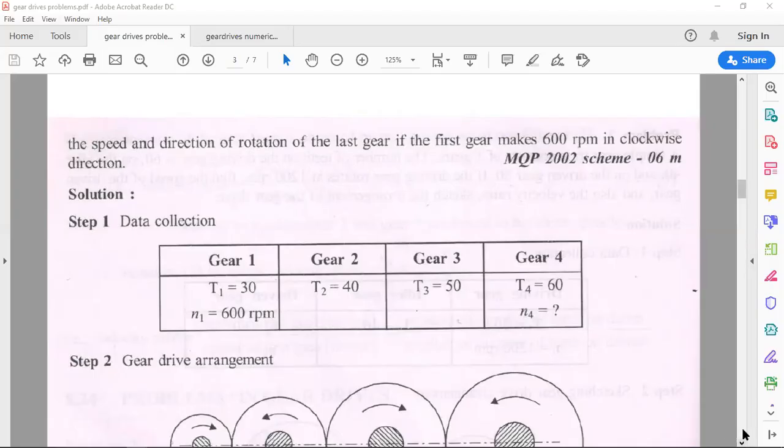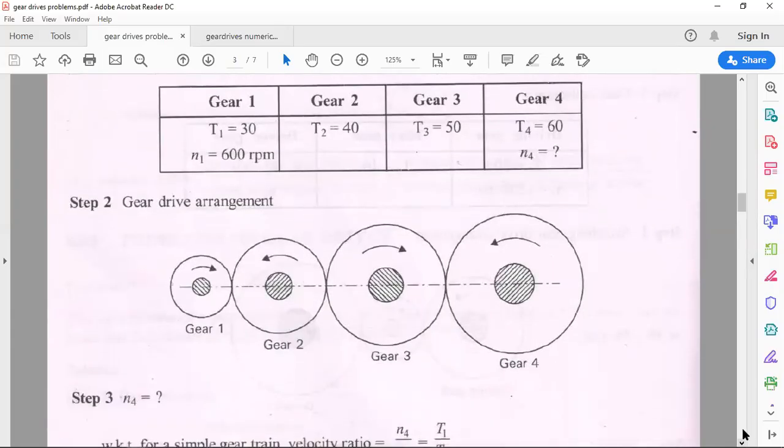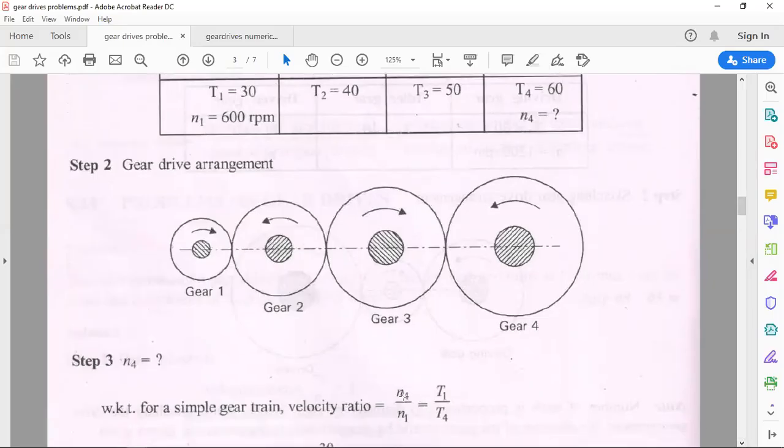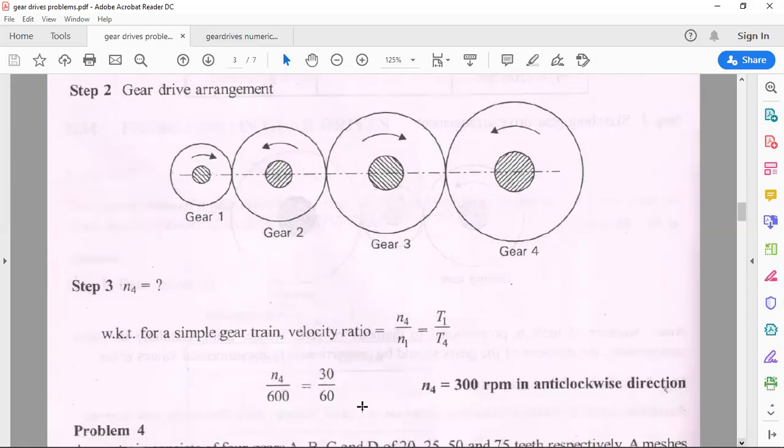We need to find N4 by using the velocity ratio. We know that N4 by N1, the speed of the last gear divided by the speed of the first gear, is equal to the number of teeth on the first gear divided by the number of teeth on the last gear. From that equation, N1, T1 and T4 are known, so we can find N4. By cancellation, N4 is equal to 300 RPM.